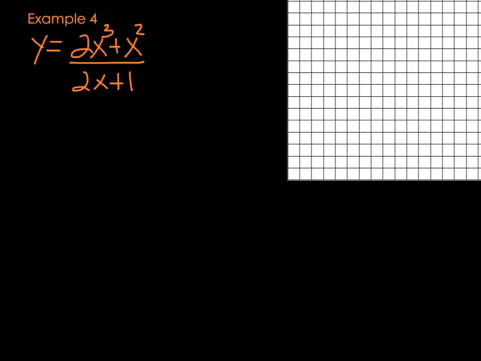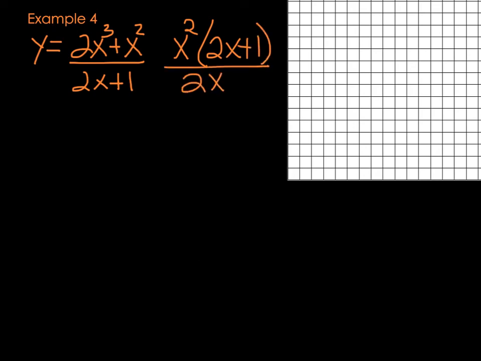All right, this is the last example. We've got y equals 2x cubed plus x squared all over 2x plus 1. And once again, the very first thing you always want to do is factor, just to make sure things will or won't cancel out. So here on the top, I can factor out a greatest common factor of x squared, and then I have 2x plus 1 left. And on the bottom, we have 2x plus 1, which doesn't factor. But these two groups match, so you can cross them out.